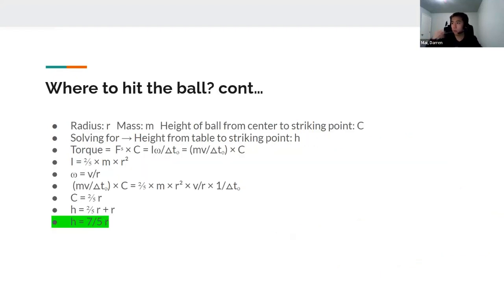How do we find this out? Well, we have a few equations here. There's the radius, the mass, and what we want to find with all of this work is c, the height from the center of the ball to the striking point. And in order to find h, we can do r plus c, which will be the radius plus the height from the center to the striking point, which is what we want to find.